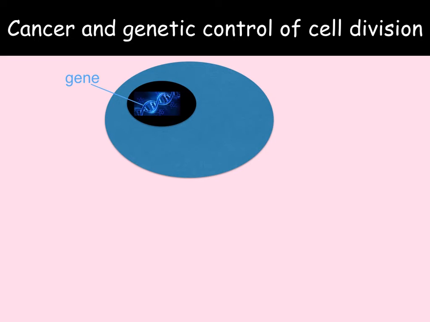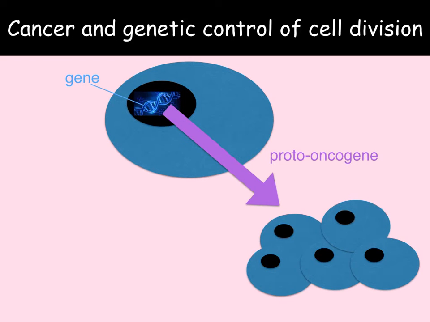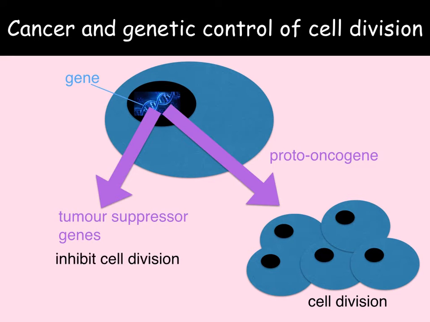So cell division is controlled by genes, and most cells divide at a fairly constant rate, so that you have the dead or worn out cells being replaced. Now in normal cells, this rate is tightly controlled by 2 genes. You've got the proto-oncogene, which stimulates cell division, and then the tumour suppressor gene, which inhibits cell division.